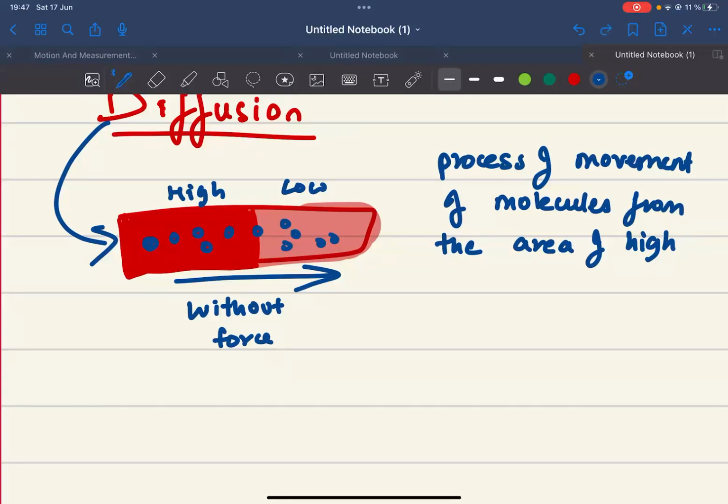I'm extremely sorry. It's actually the other way. I'm really, really sorry. It's the other way. Imagine this is low, this is high. From the area of low to high, okay? It goes from down to up. Remember it like that. Okay, so this is called diffusion, from the area of low concentration.